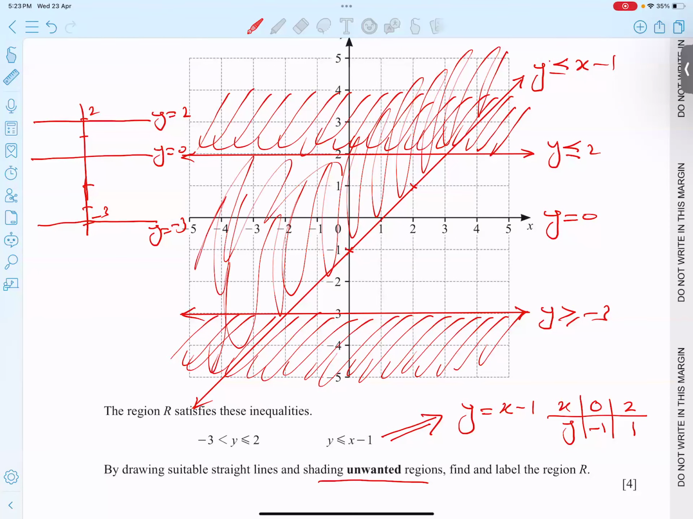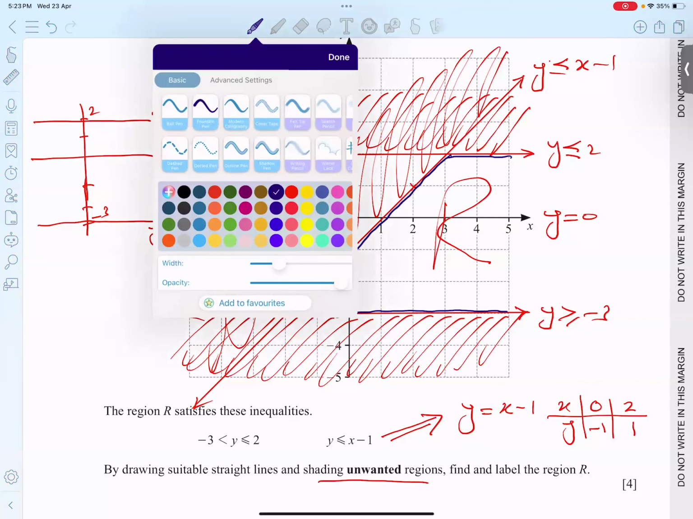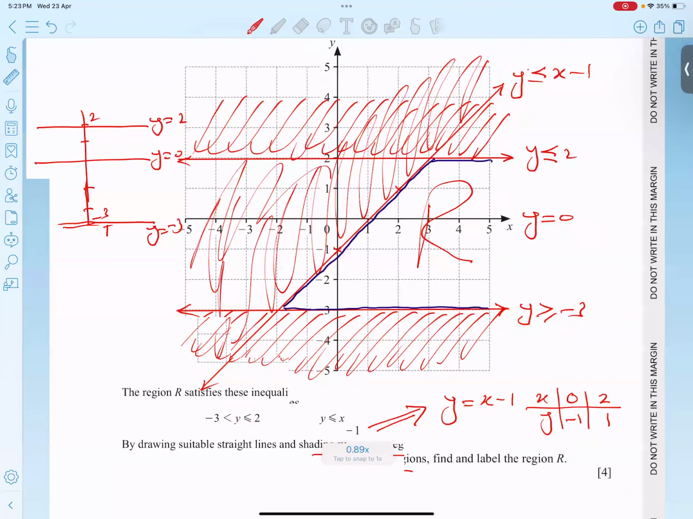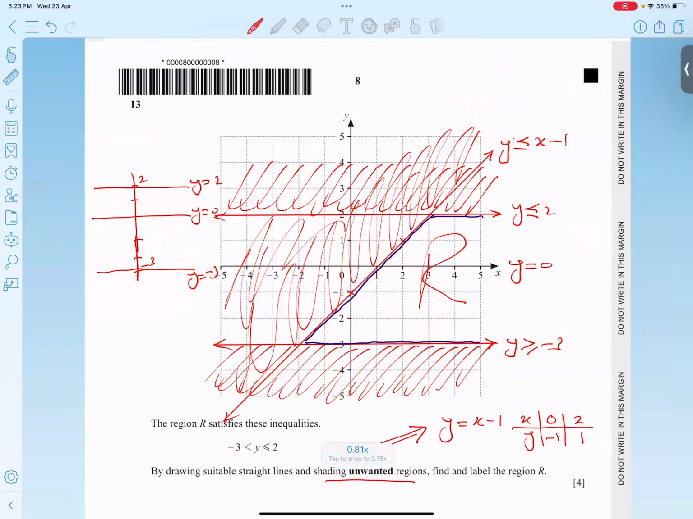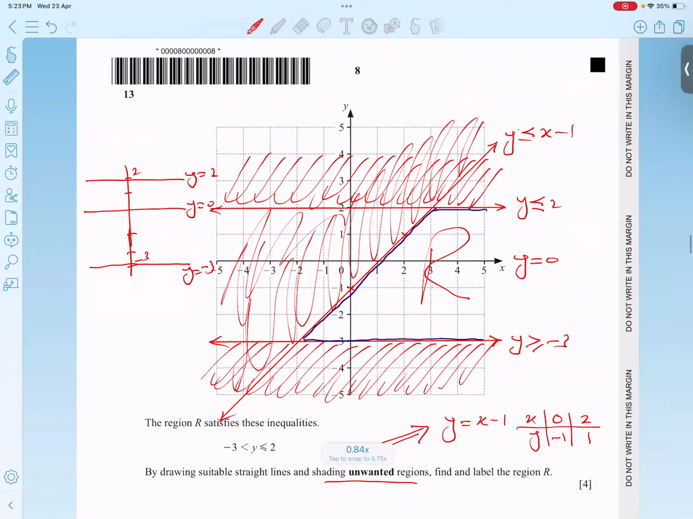And this is my answer. You can see I made a blue boundary so you people can see easily. This boundary is not needed in an exam. I just made it for you so you can understand. This is called shading the unwanted region. I'm going to move on to the next page.